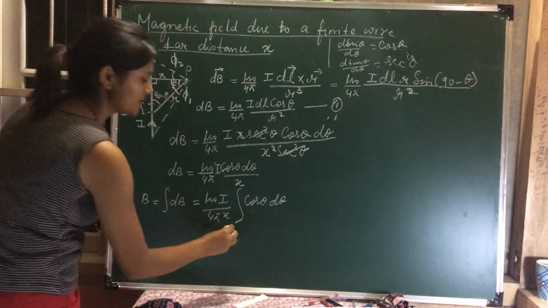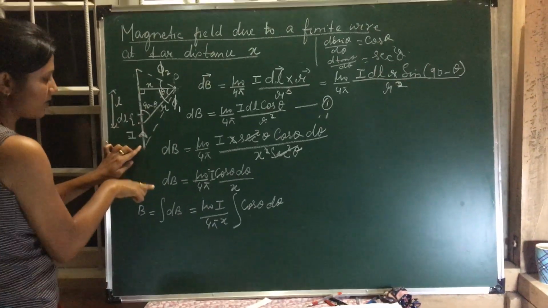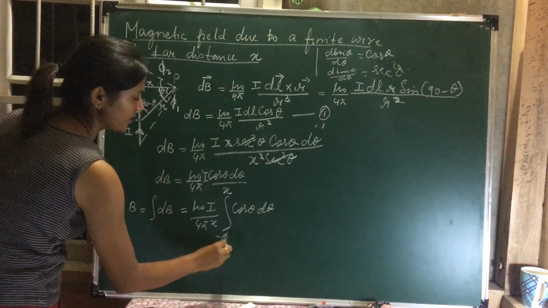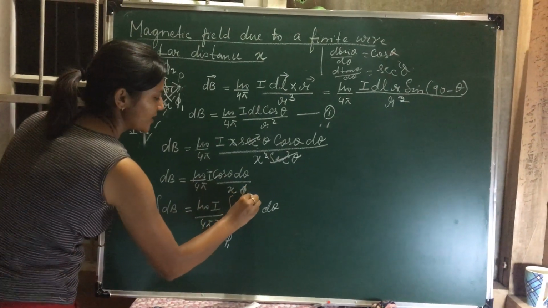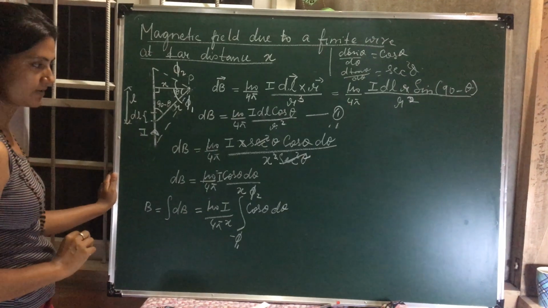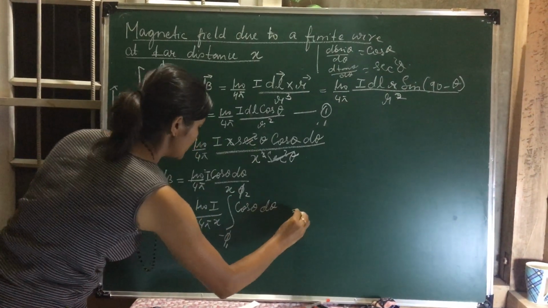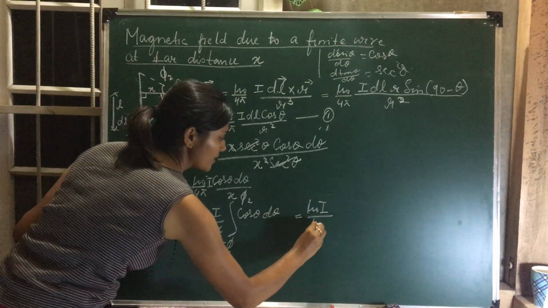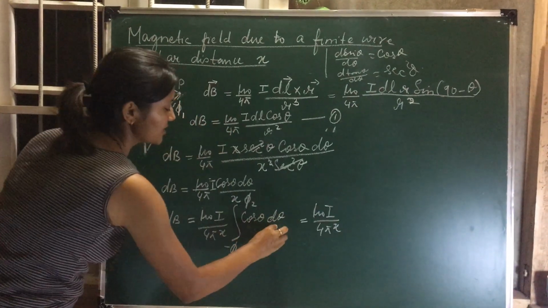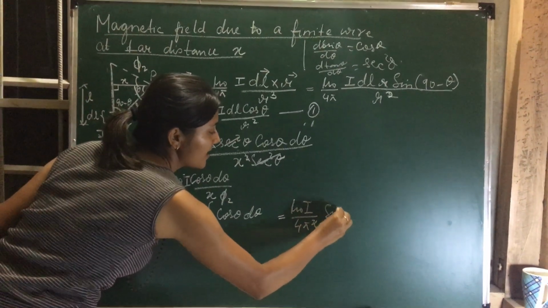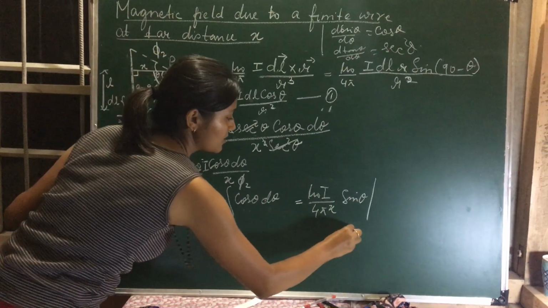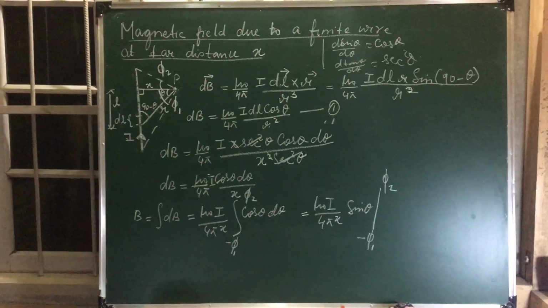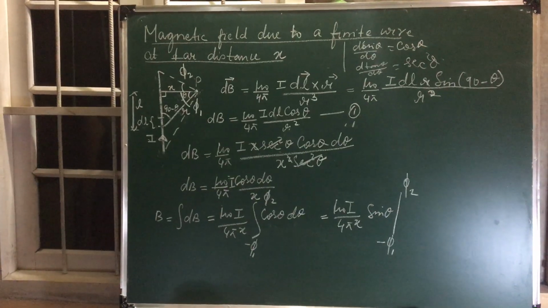Then the integration goes from minus phi 1, since it is below, to phi 2. Then this will be mu 0 I by 4 pi x, and the integration of cos theta is sin theta, where the limit goes from minus phi 1 to phi 2. Now upper limit minus lower limit, right?